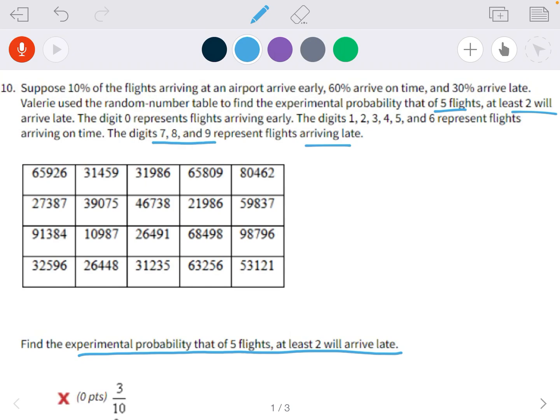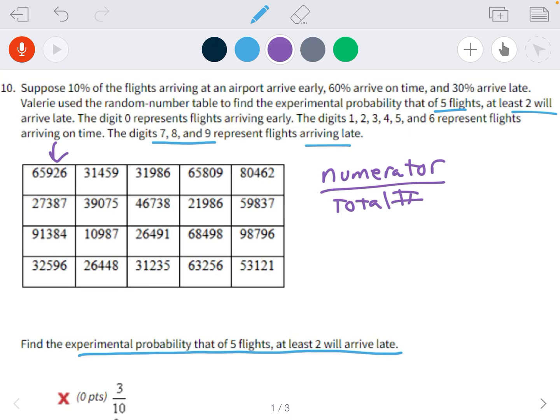So that is going to be our numerator, out of the total number. So we're going to look at each one of these examples here, and any 7, 8, and 9 we're going to count. That will be our numerator.